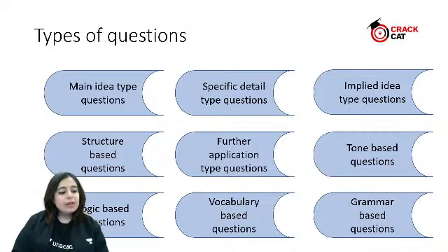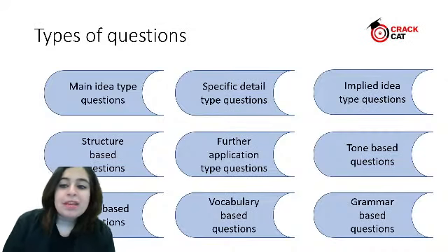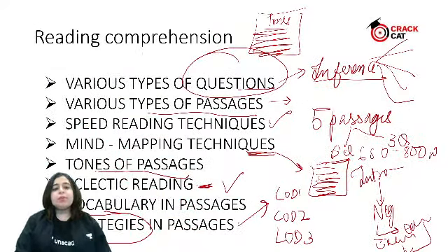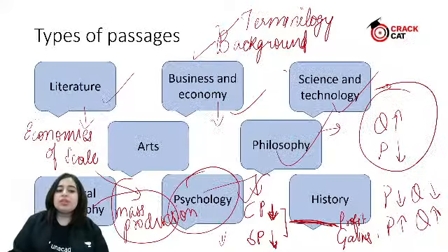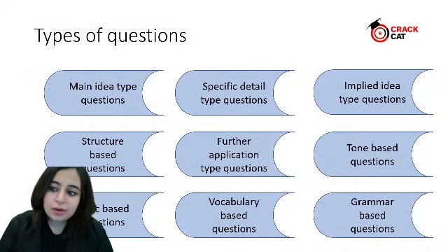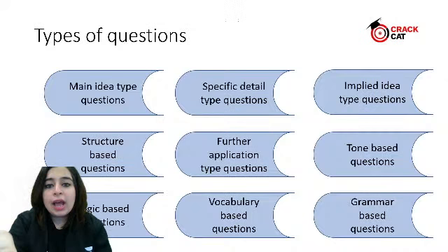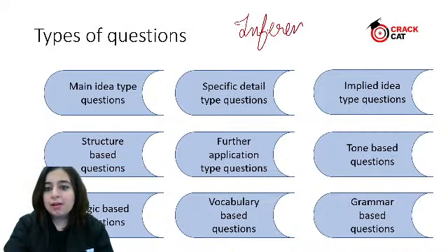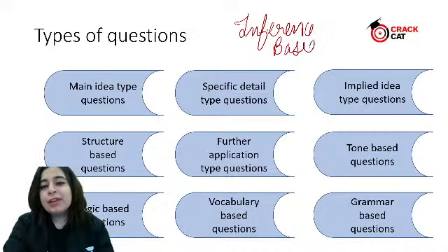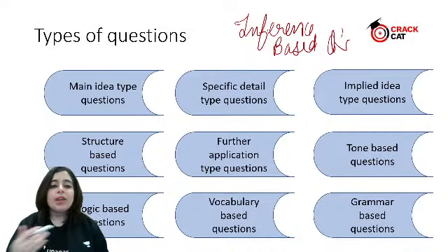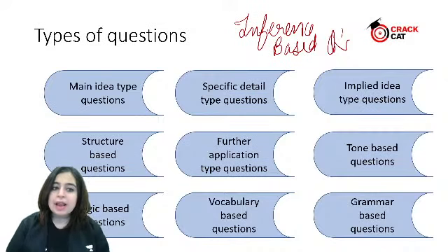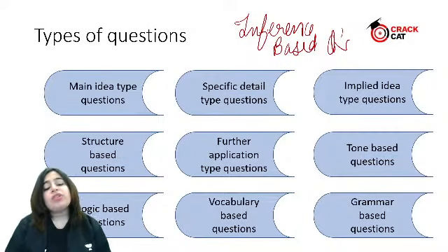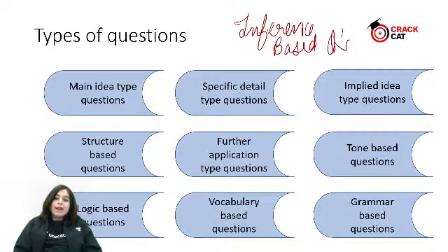All right. Now, coming down to types of questions on the examination, just like a while ago I told you there would be a good amount of classes on types of questions too. There are different types of questions on the examination. On the CAT exam, majorly what we acquaint ourselves with are the inference based questions. But these inference based questions are also divided into various categories. What are these categories? For example, there are main idea type questions, specific detail type questions, implied idea questions, tone based questions, grammar questions, vocab questions, logic based questions, further application type questions, and structure based questions.